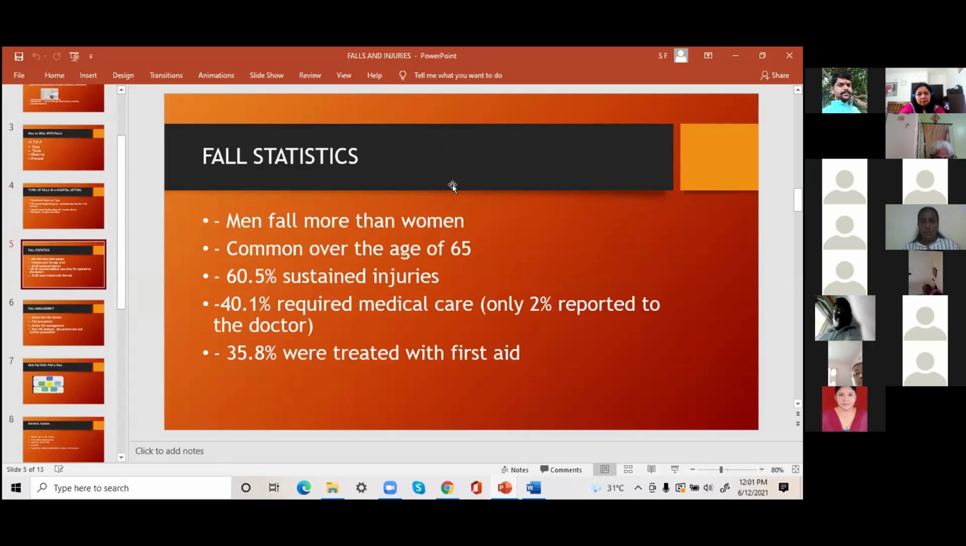Men tend to fall more than women, maybe because they tend to be more mobile and active, and sometimes they may be in a hurry. Falls are common over the age of 65, though they may also occur in younger age groups. According to the data we have, about 60% of patients who had a fall sustained injuries, but only about 2% of them reported to the physician. Actually, 40% of them required medical care. About 35.8% were treated with first aid.